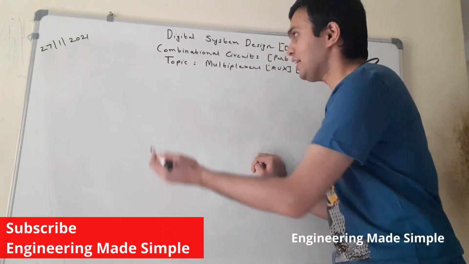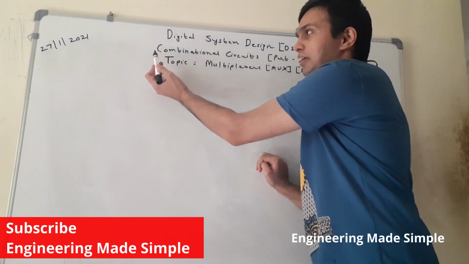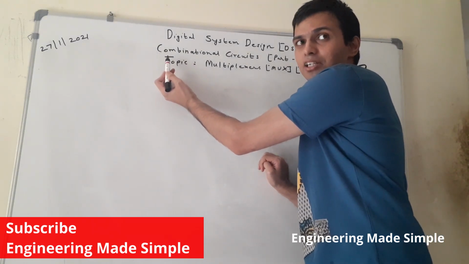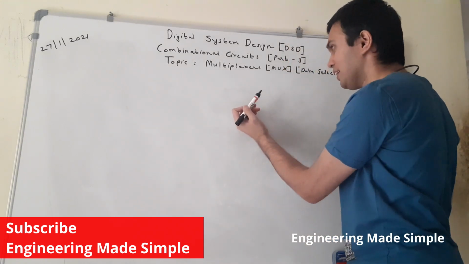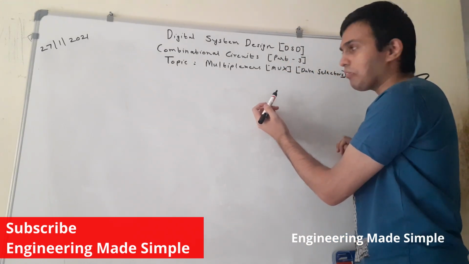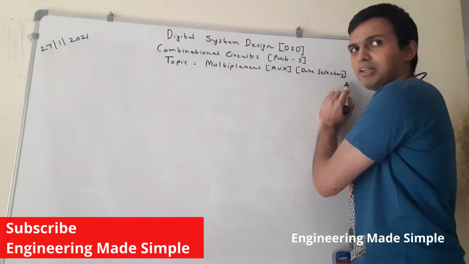Now we were studying digital system design, and in digital system design we were studying the topic of combinational circuits, and this is part 3 of that lecture. In today's lecture I am going to introduce you to the topic of multiplexers.